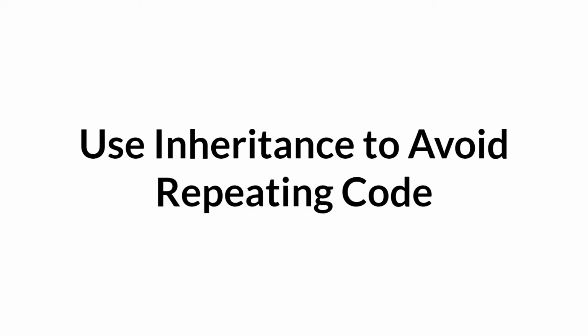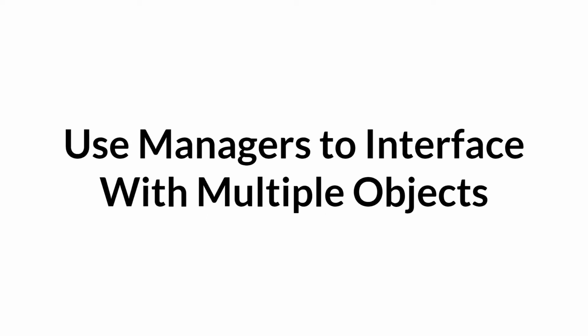We talked about using inheritance to avoid repeating code. I personally prefer a pretty shallow inheritance structure. I think deep inheritance, where you're going down 5, 10, 15 objects, can get pretty messy and just as hard to maintain as not using inheritance, but use inheritance to avoid repeating code. We talked about using managers to interface with multiple objects. So we created a mouse manager so that we didn't select multiple buttons at once. And then we created a keyboard manager so we could interact with the buttons with the keyboard.